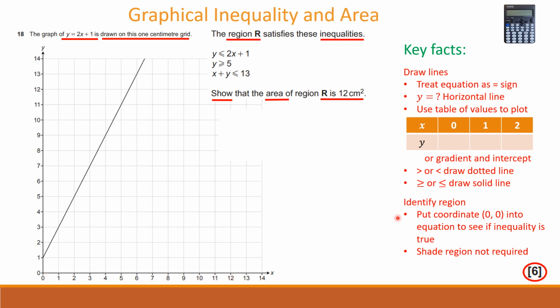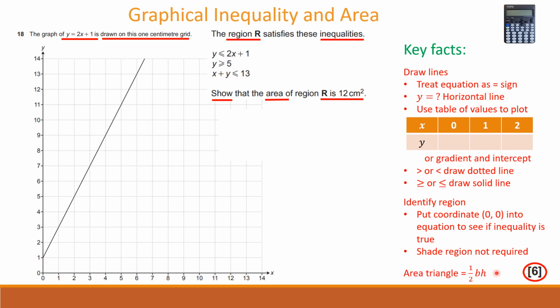Now shading and identifying the region is quite tricky. If your line goes through the point 0, 0, you can choose any coordinate. So if this line here had started and gone through the point 0, 0, 0, 0 is not very helpful for me. So you could have just picked the coordinate 2, 1 or whichever coordinate you find useful to help you solve whether your inequality is true or not. But this is the easiest coordinate to use.